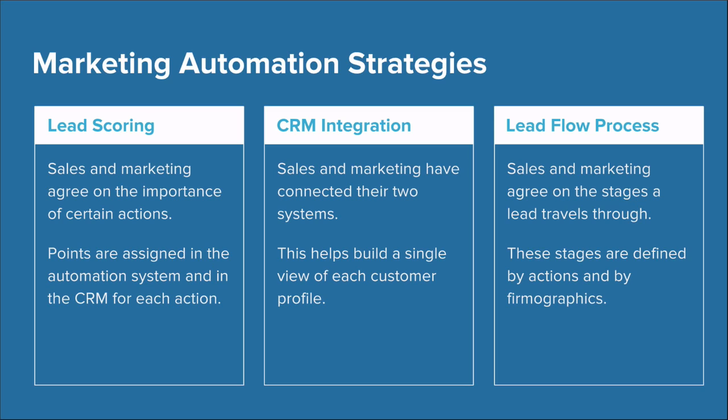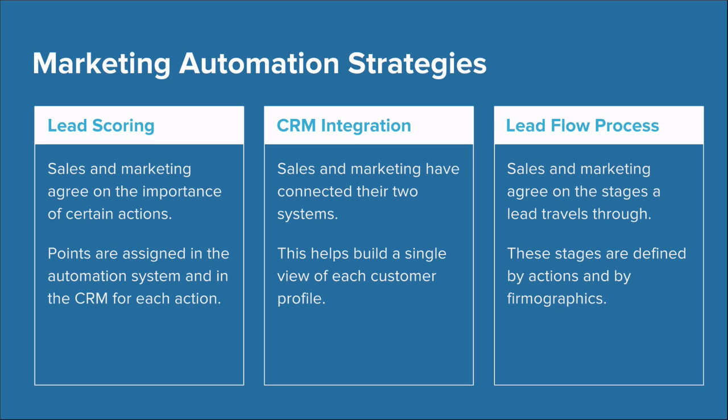So sales and marketing have connected their two systems. And so this helps them build a single view of the customer profile. This is about breaking down data silos. So there's not one version of Charles Xavier in the sales CRM, and another version of Charles Xavier in the marketing automation system. There's one unified profile that exists in both systems.